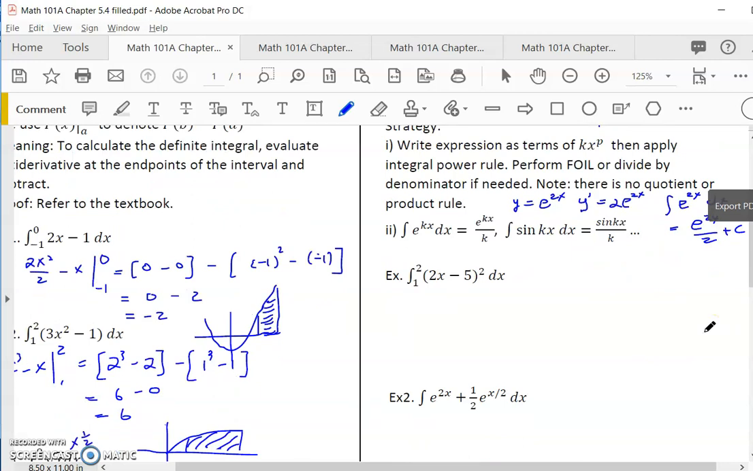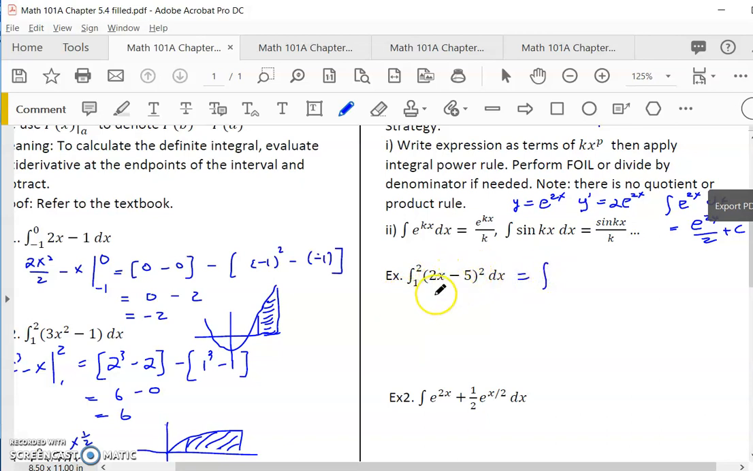Now, in this set of examples, I have some definite integrals, which means we're finding area under the curve, and some indefinite integrals. I just want you to see how they're the same and different. In all cases, first you look at what rules you're going to apply. So 2x minus 5 squared is not a simple power rule, so I should actually FOIL it out.